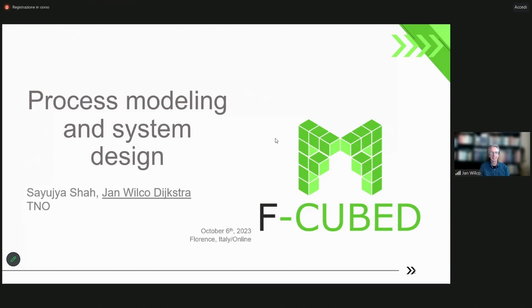Unfortunately, I can't be there in Florence, beautiful city, but presenting from home. So I'll be presenting the process modeling and system design for the F-Cube system. The work has all been performed by Wilco Dijkstra, but I've been closely involved and I will present.